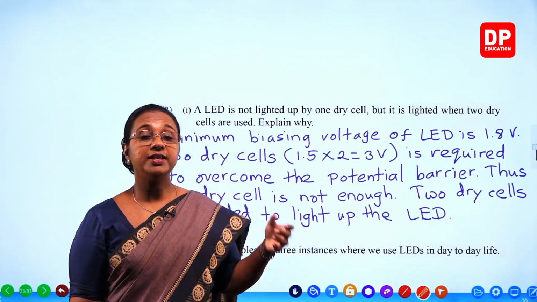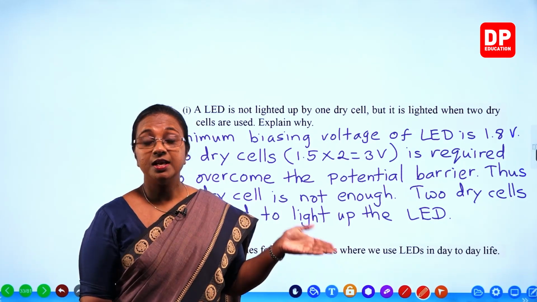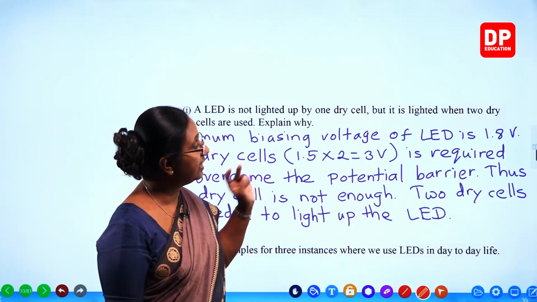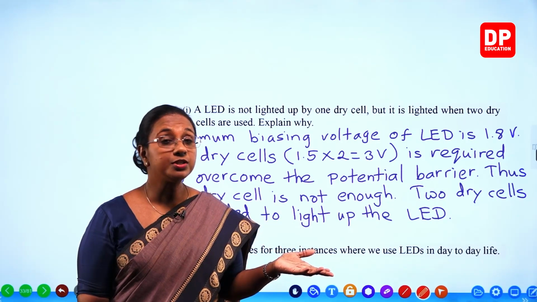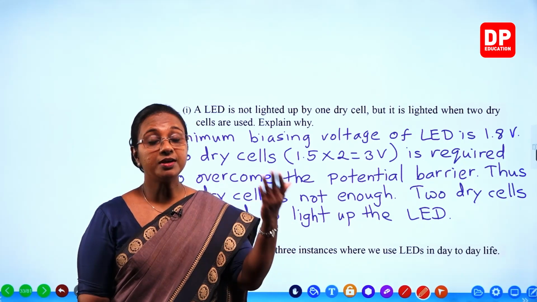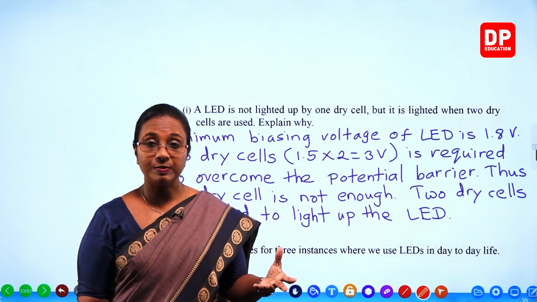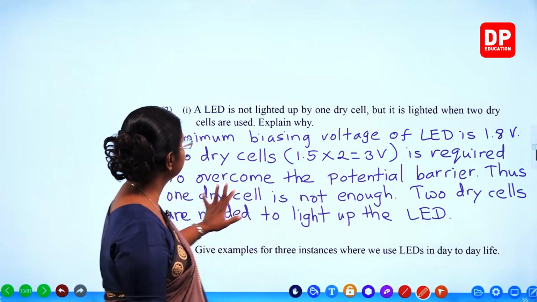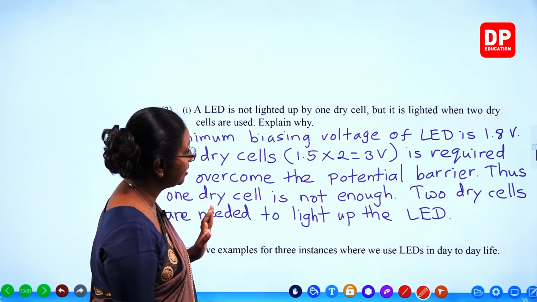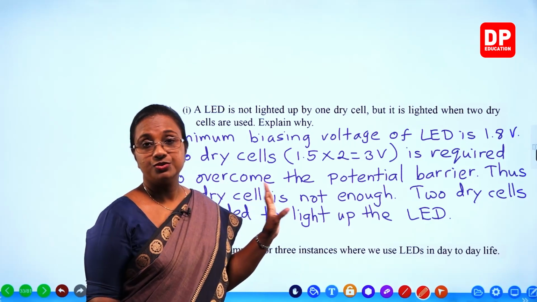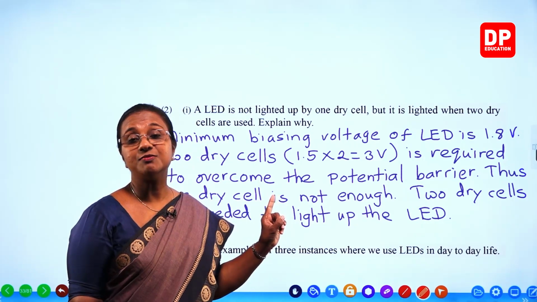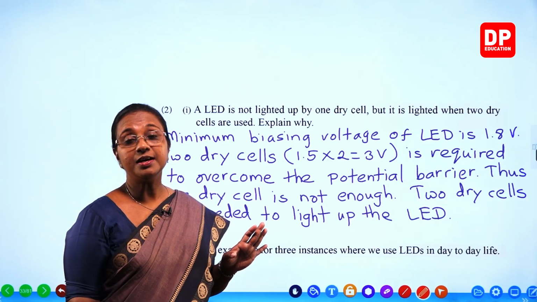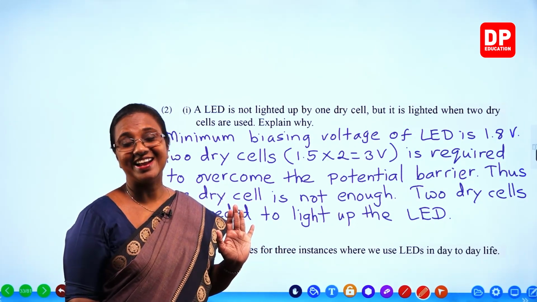Now you all know some are 1.8, then 2, 2.5, 5 volts. Like that, it's a higher value. Minimum is 1.8. So even to light that up, you need 2 dry cells. So if it is a 5 volt LED, then of course you have to go for a 6 volt battery. 4 dry cells or 6 volt battery or even a 9 volt battery is needed. So you have to consider it accordingly. But here this is a general question where they have said one dry cell is not enough but 2 are used. So there you all should know that the minimum voltage is 1.8 volts. So when you use 2, that is 3 volt, that is enough to overcome the biasing voltage. I'm sure you all can understand that.